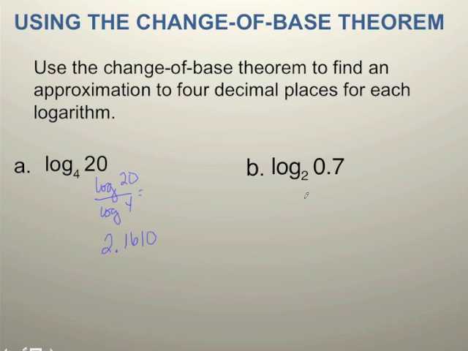Log base 2 of 7/10. Let's do this in ln of 7/10 divided by the ln of 2. That turns out to be negative 0.5146.